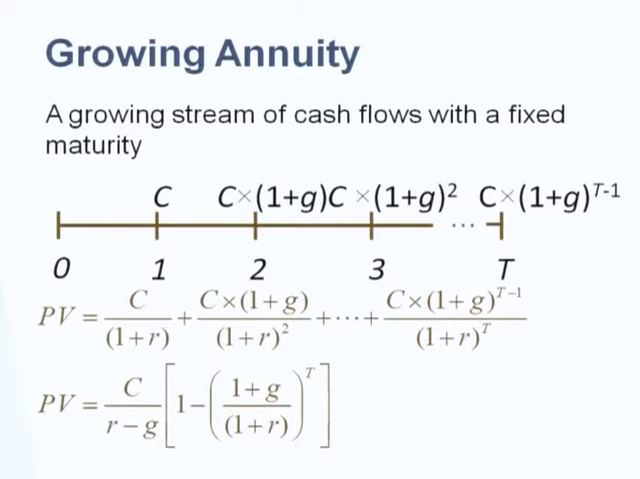Mathematicians solved this and got, as you see in the last line, PV equals the following. You can memorize it, this is the formula for a growing annuity: C divided by R minus G, multiplied by 1 minus the quantity 1 plus G divided by 1 plus R, to the power of T. C is the first year PMT, R is your discount rate or interest rate, and G is the growth rate of the annuity, or growth rate of C.